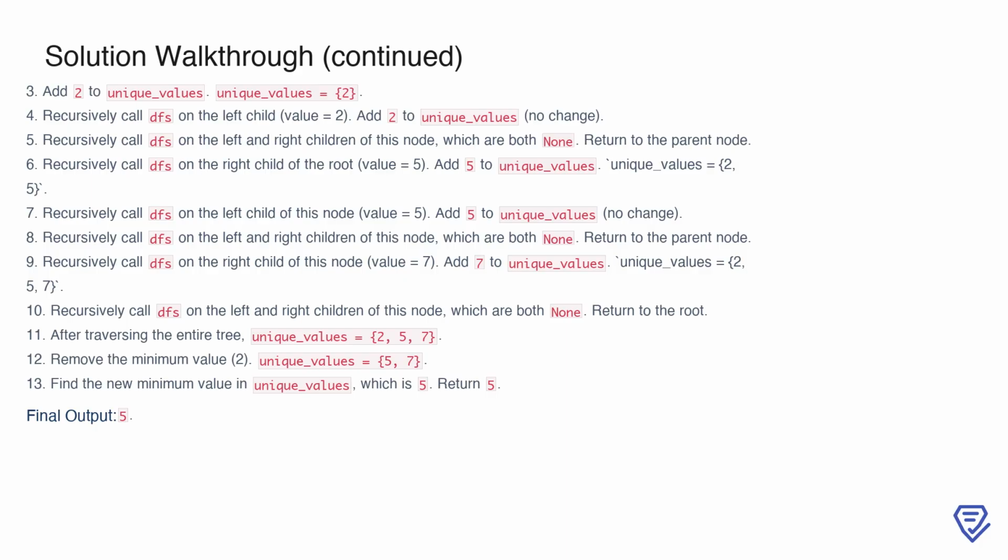After traversing the entire tree, we remove the smallest value, which is 2, leaving us with unique_values equals {5, 7}. The smallest value remaining in the set is 5, so we return it as the second minimum value. The output for this example is 5.